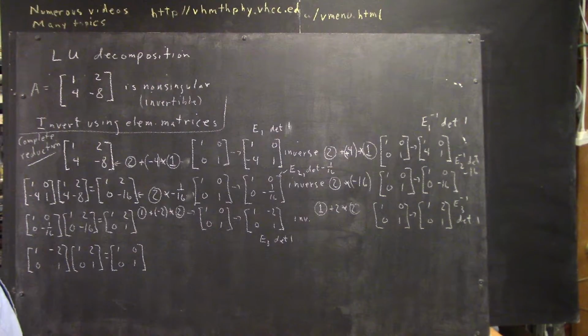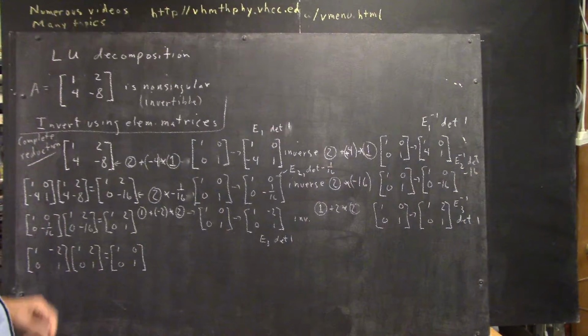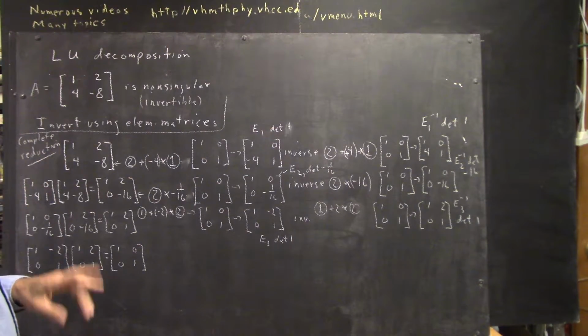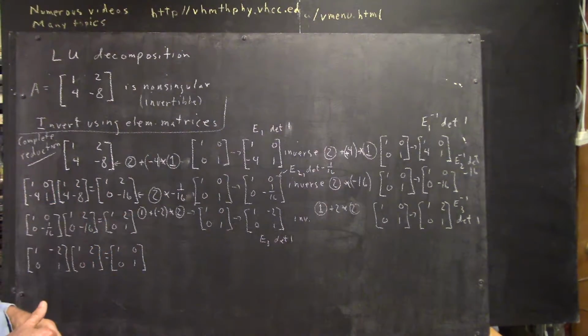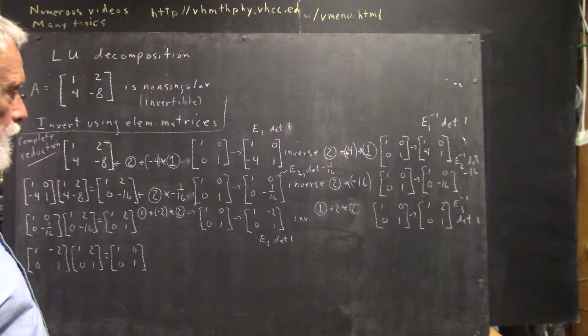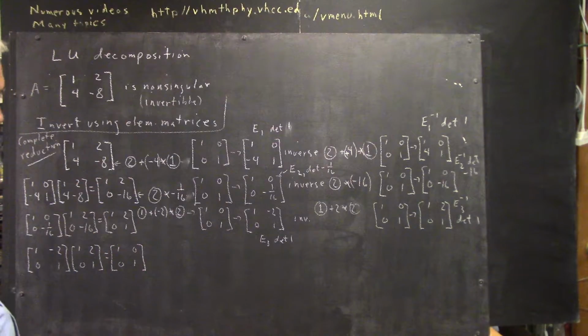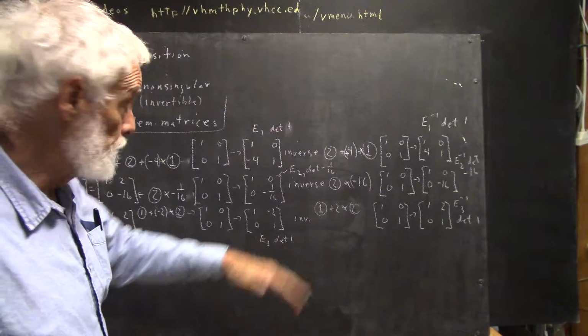Now, one thing I'm going to do, since I want to do LU decomposition, is I'm not going to do a lot of switching of rows, because switching rows introduces superdiagonal matrices, and we want to stick with subdiagonal matrices, lower diagonal matrices. And we notice that these elementary matrices are lower diagonal matrices.